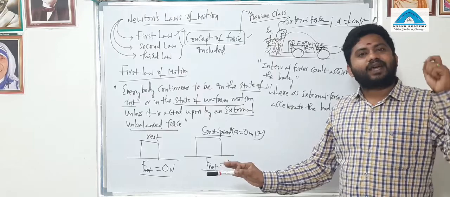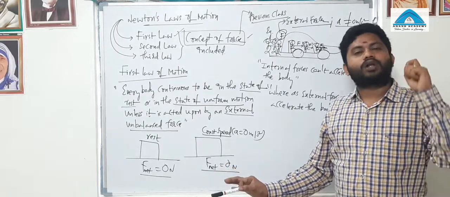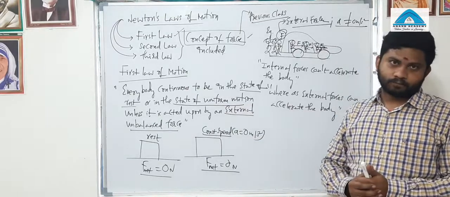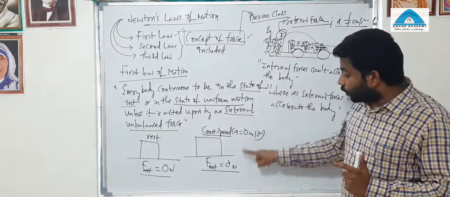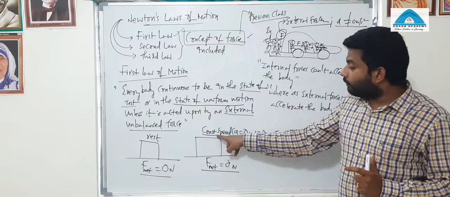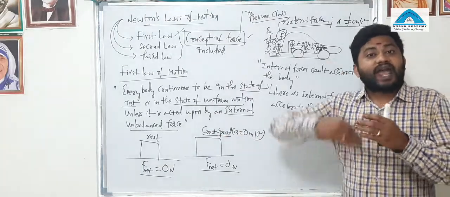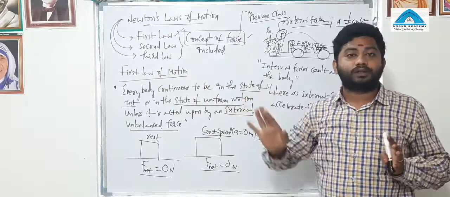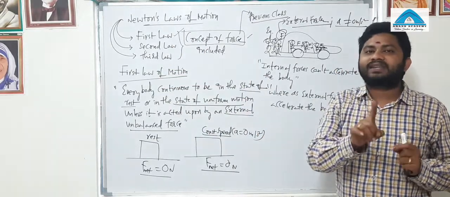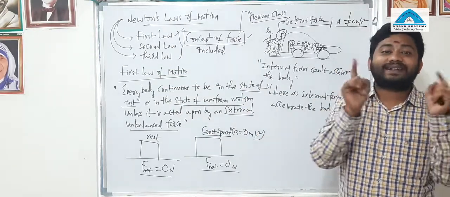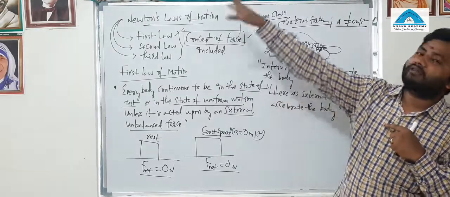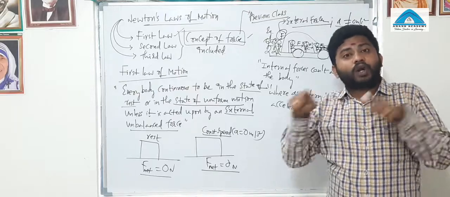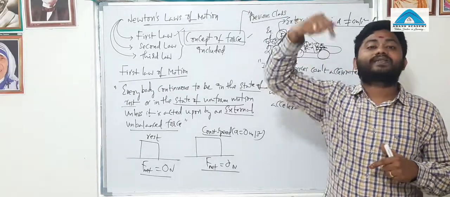Imagine there is a ball moving on the ground with a constant speed. As acceleration is zero, the net force is zero, and it will keep moving at a constant speed forever. It wants to move in the state of uniform motion. As long as an external force is not acting, it wants to move forever. It will not change its state on its own.